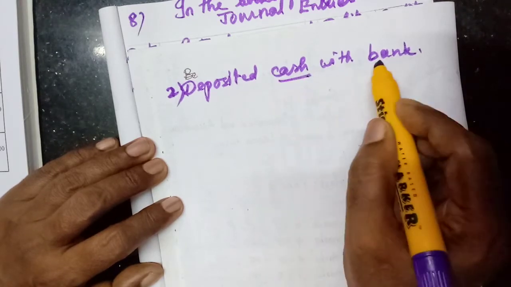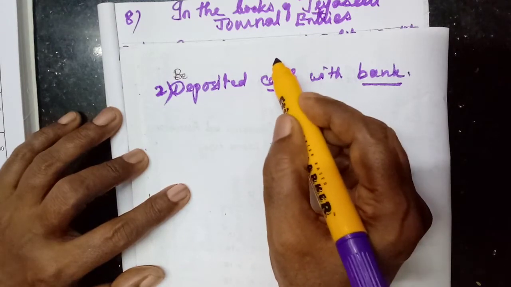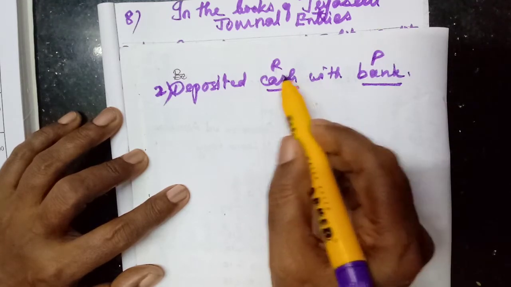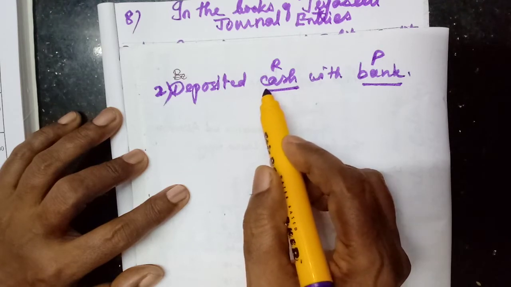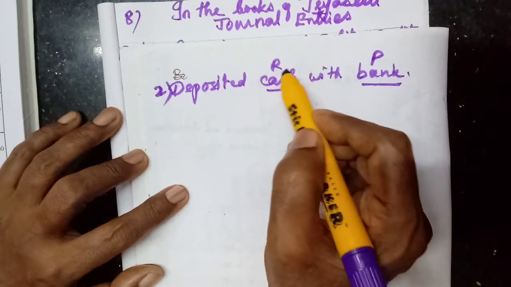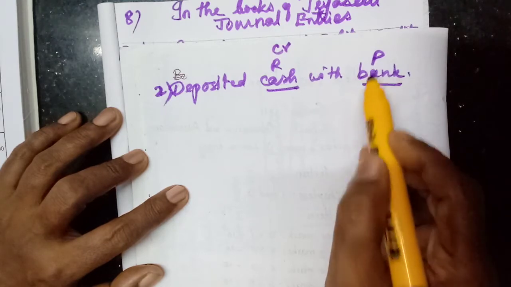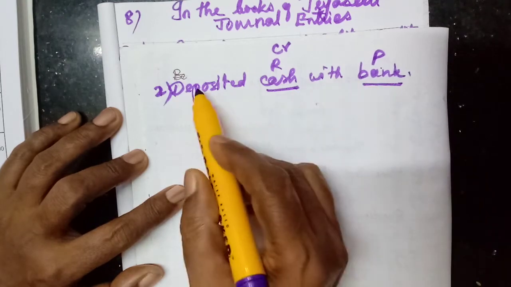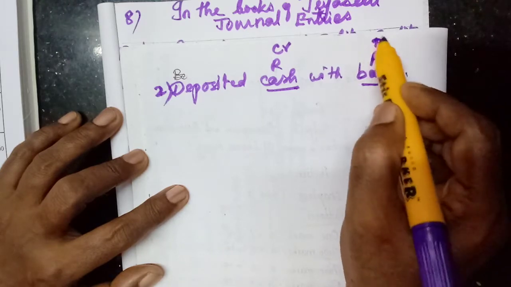Here one is cash, the other one is bank. Here cash is a real account, bank is a personal account. Here we should check real account, debit what comes in, isn't it? Whether cash is coming in or going out. When we deposit cash, the cash is going out, isn't it? Cash going out means we need to credit. Here bank is personal, debit the receiver. Whether the bank is receiving, yes, we deposit cash, the bank is receiving. So we need to debit bank.